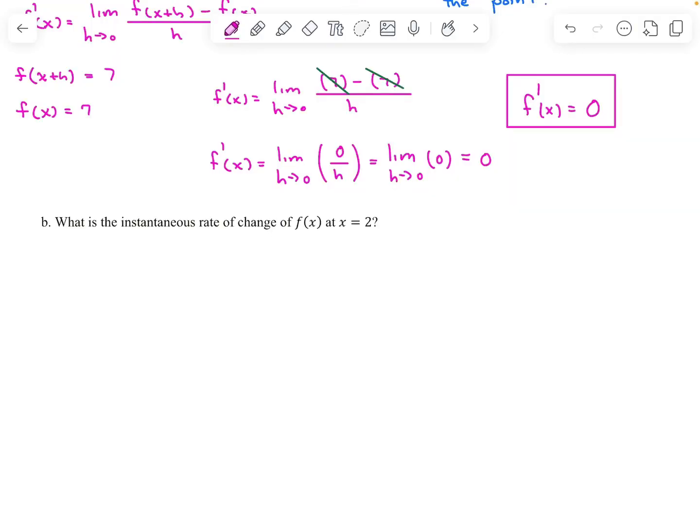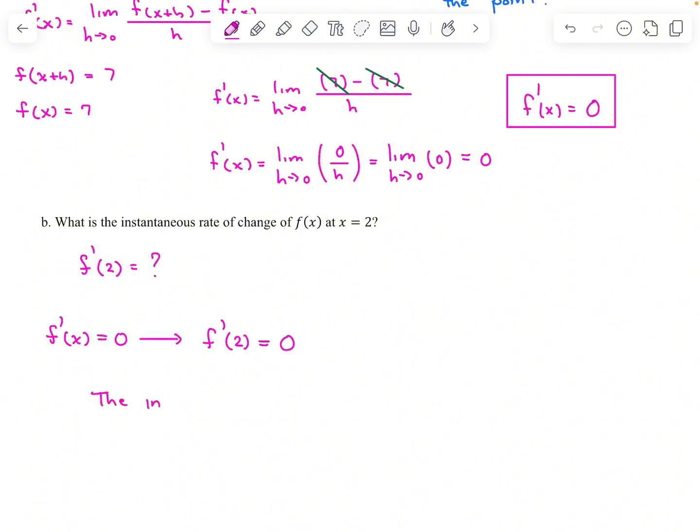So now we're ready to answer question B. What is the instantaneous rate of change of f of x at x is equal to 2? So the question is actually asking us to evaluate f prime of 2. From part A, we know that the derivative of the function f is equal to 0. So this implies that when we evaluate the derivative at x is equal to 2, the result is also 0.